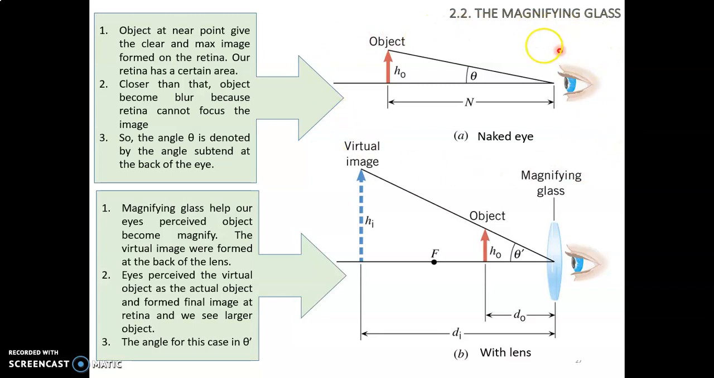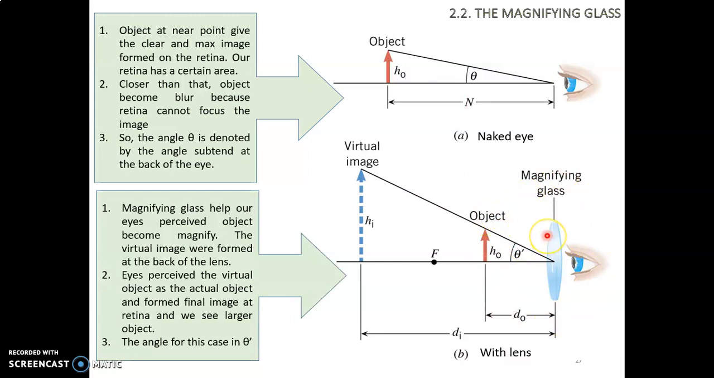As you see in these two diagrams, our retina has a certain area. If we place an object at our near point, we can still see the object clearly. But if you move your object to less than 25 cm, the image becomes blur. Why? This happens because the area on our retina cannot focus the object clearly. So that's why we use a magnifying glass.